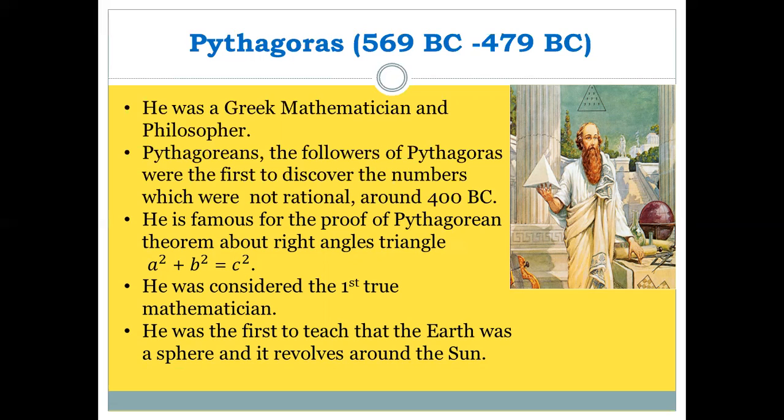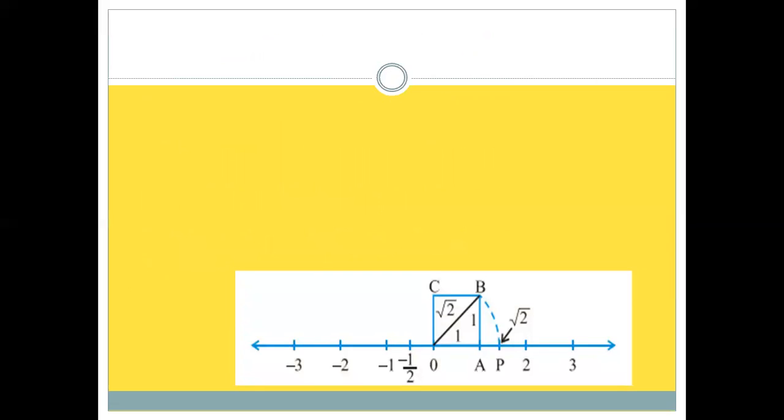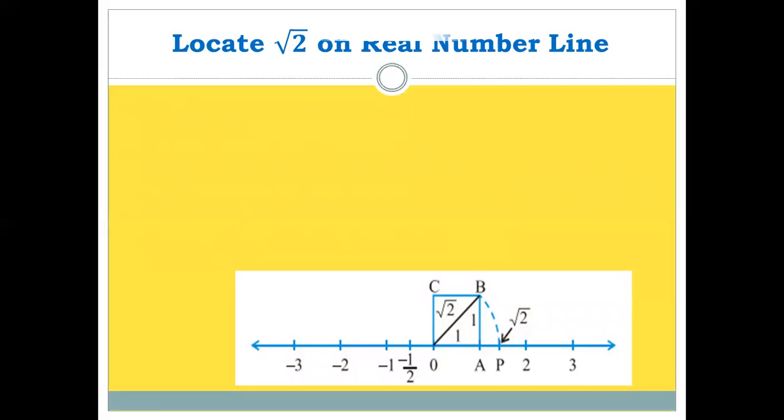Now we move to the next slide, and that is about the construction of root 2 on the real number line. So how can we represent root 2 on the real number line? There are certain steps we have to follow for the construction of root 2. The very first, we draw a number line, and we mark the points on it, 1, 2, 3, at equal distance, and we take the fixed distance as 1 unit.